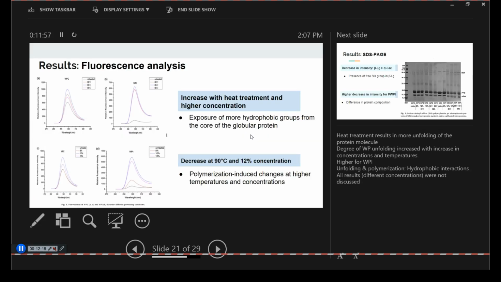The fluorescent intensity gives an idea about the surface hydrophobicity, and it increased with heat treatment and higher concentration due to the exposure of more hydrophobic groups from the core of the protein during unfolding during heat treatment. However, there was a decrease at higher temperature and concentration due to polymerization-induced changes. As we have discussed in class, at higher concentration, the protein molecules are in close proximity to each other and have more tendency to interact and aggregate.